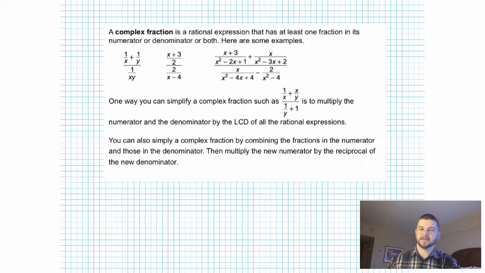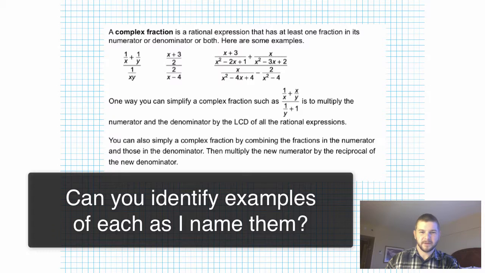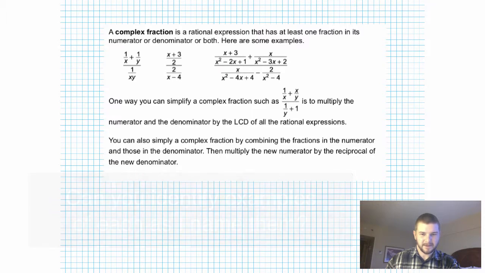A complex fraction is a rational expression that has at least one fraction in its numerator or denominator, or both. Here are some examples. On the left we have a rational addition problem, two fractions being added together as a numerator, and then another fractional denominator. To the right you can see we have a four-story fraction. I see a couple of binomials and a couple of constants. And on the right, all kinds of things: binomials, trinomials, single term monomials with a variable, constants.